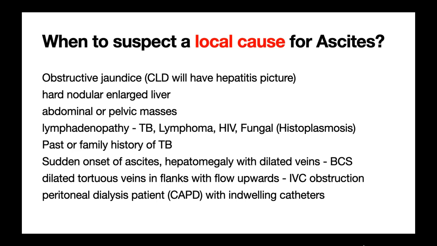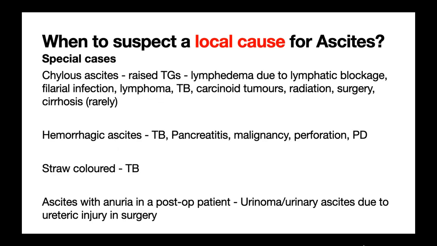Then there are patients who are on CAPD, continuous ambulatory peritoneal dialysis with indwelling catheters. The catheter is permanently or for a long time it is put in the abdomen. And so they can have infection and develop peritonitis and fluid collection. There are certain special cases of a local cause, like chylous ascites. Now, chylous means a milky kind of ascites, if any of you have seen it. It is because of the raised triglyceride levels. It's not because of the high cellular count or raised cholesterol. It is because of raised triglycerides, because chyle is made up of chylomicrons, and chylomicrons are formed in the intestine when triglycerides are absorbed and they are rich in triglycerides. So this chyle accumulates, it is very rich in triglycerides.